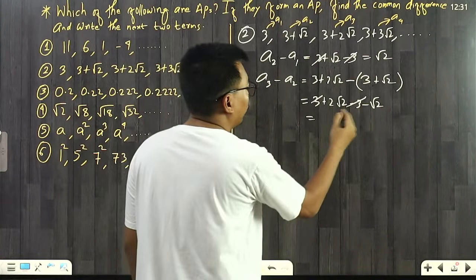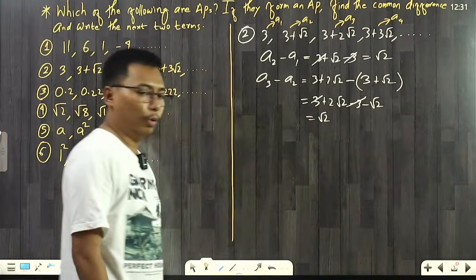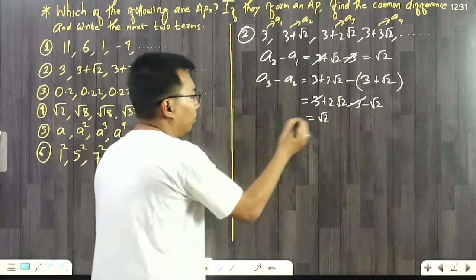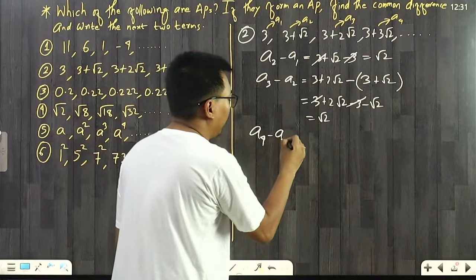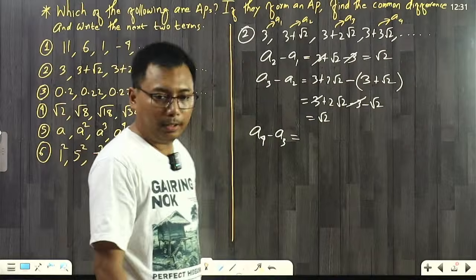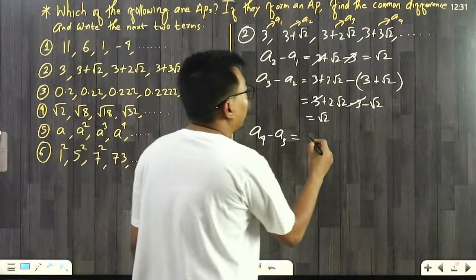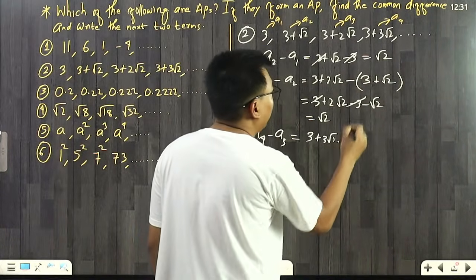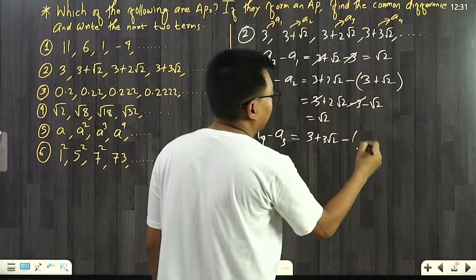3 minus 3 is 0, root 2 minus root 2... 2 root 2 minus root 2 is root 2 again. Next, the last one, A4 minus A3. If I take the fourth term, then I have to subtract the third term from it. So A4 is 3 plus 3 root 2. This is my A4 minus A3.